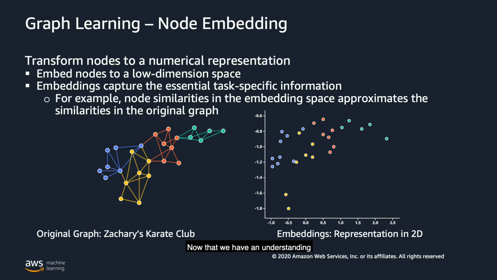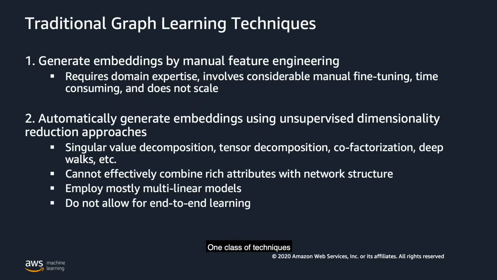Now that we have an understanding of what node embeddings are meant to accomplish and how node embeddings make machine learning on graphs easier, let's see how these node embeddings themselves are generated. One class of techniques for generating node embeddings are the traditional graph learning techniques. The traditional graph learning techniques relied on either generating embeddings by manual feature engineering or using unsupervised dimensionality reduction approaches. And there are drawbacks to both of these approaches.